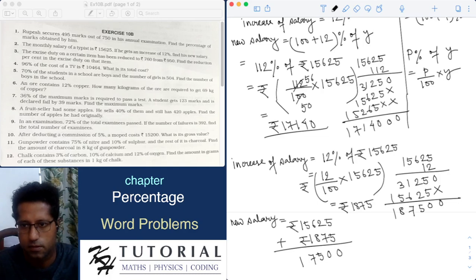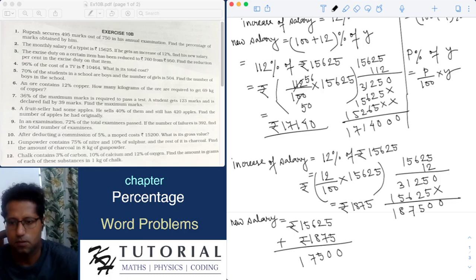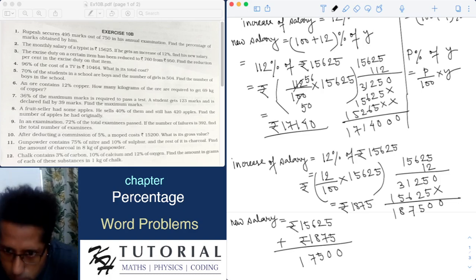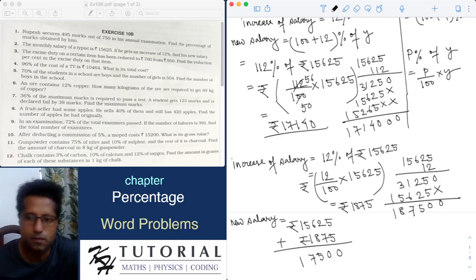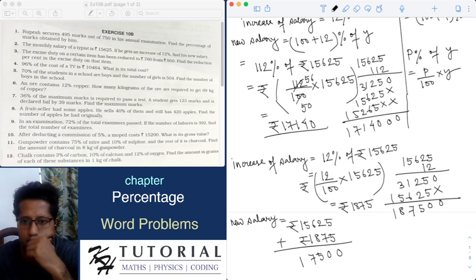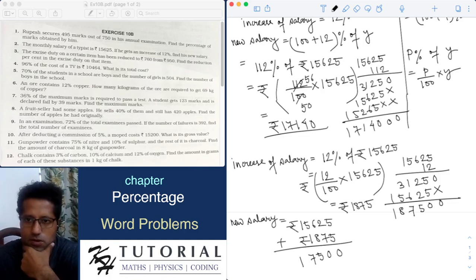But in the earlier case, we got 17140. But in this case, we are getting 17500. The new salary should be 15625 plus 1875. Okay, 10, 10, 15, 7, 17500. That is fine. And I think I made some calculation mistake in method 1, that is, in calculating the 112 percentage of 15625.